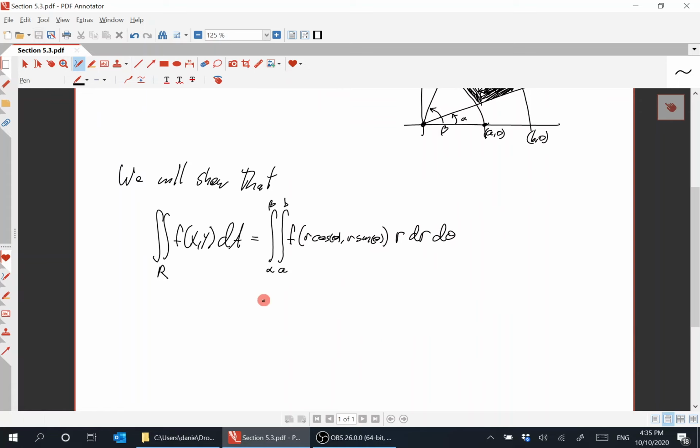and you'll see where that comes from in a little while. And by Fubini's theorem, as long as f is continuous, you can just switch around the dr and d theta. So it's the integral from alpha to beta, a to b, of f(r cosine theta, r sine theta) for x and y, and then r d theta dr. Or you could put the r in here if you want, because that r is a constant with regard to theta.